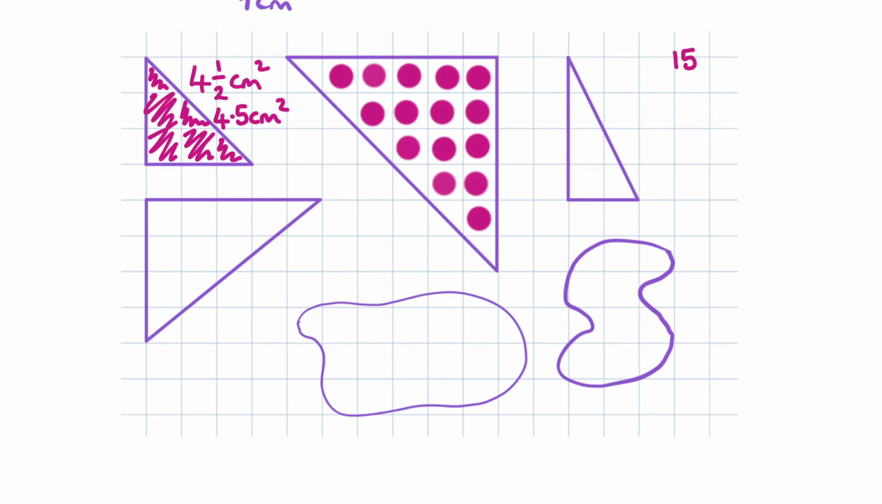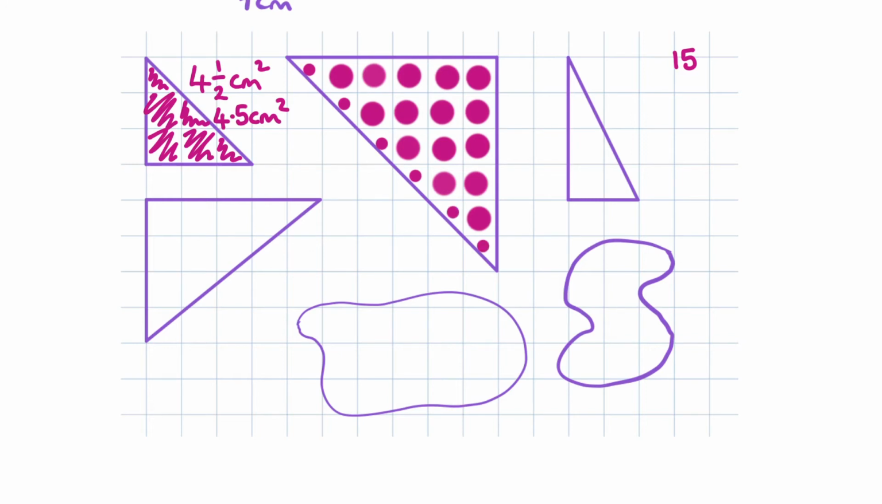Okay. And then we're going to look at these half squares. So I'm going to put a dot in the half squares as well, so that we can see that we've counted them. If we put two halves together, remember they're going to make a whole one, aren't they? So these two make a whole one. So that's one whole one, 2 whole ones, 3 whole ones.